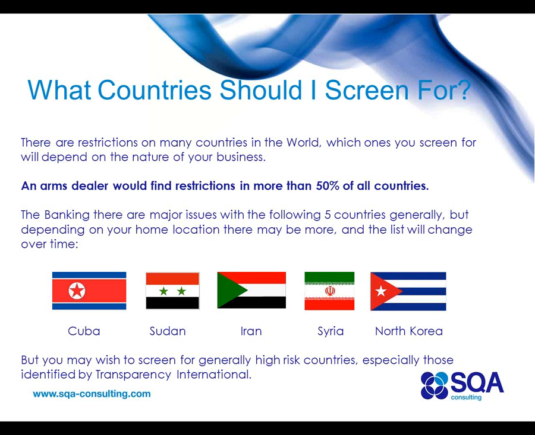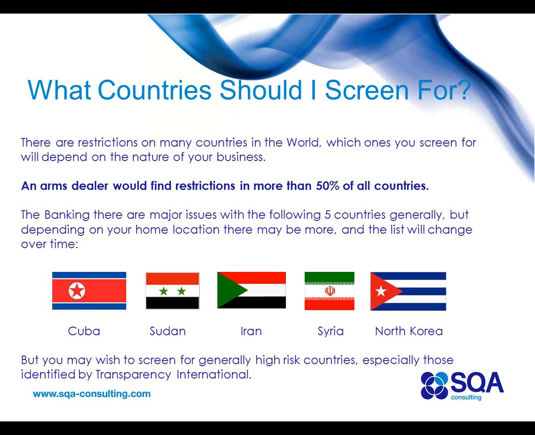We're addressing banks in this forum. If you were dealing in arms, more than half the countries in the world have trade restrictions on firearms. But for banks, these 5, Myanmar for a lot of countries, especially in Europe, has now disappeared. Nauru was a 7th country that was on many people's list until about 2007.